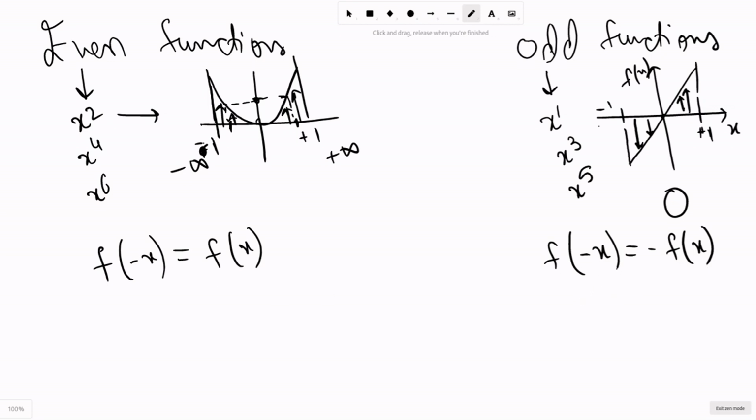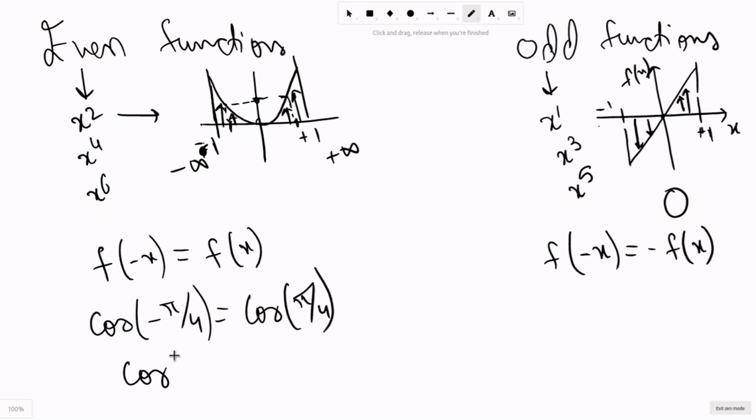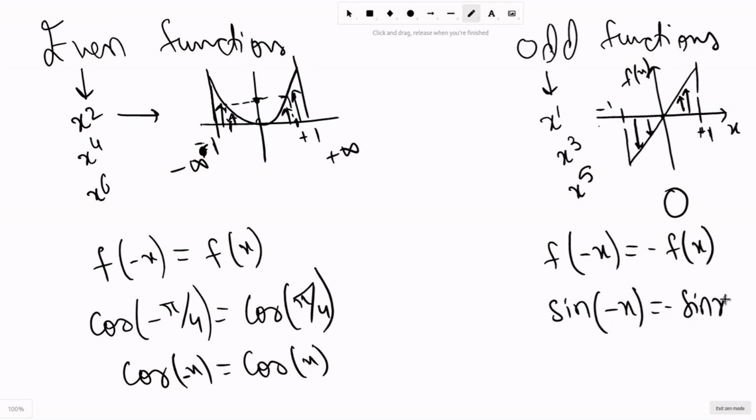Now you can think of some other functions. This property is satisfied by the cos function, that is cos of minus pi by 4 is the same as cos of pi by 4. We can take any number, cos of minus x equals cos of x, whereas for an odd function we have sine of minus x equals minus sine of x. So these are even and odd functions.